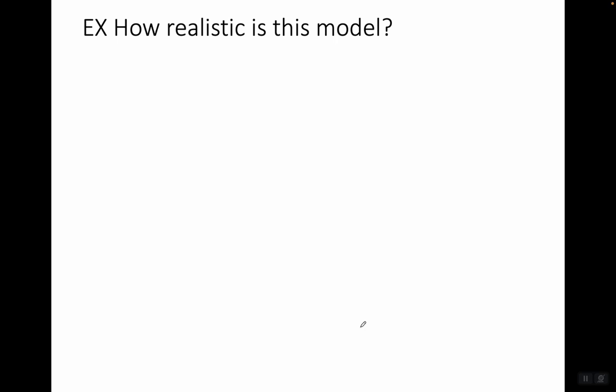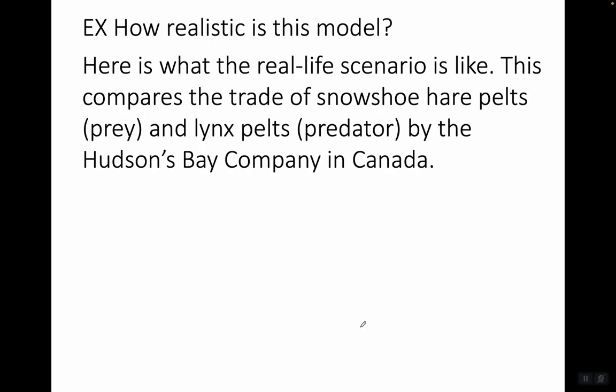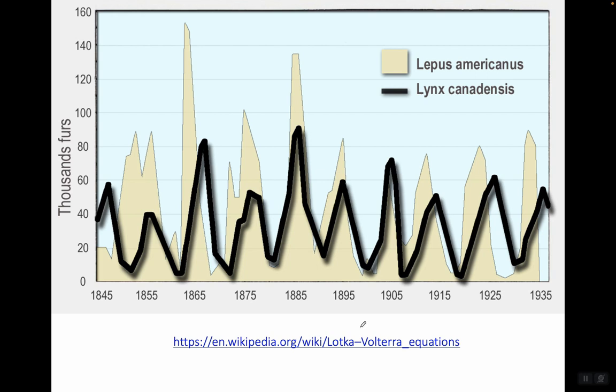How realistic is this model involving foxes and hares? Turns out it's pretty realistic. So here's what the real life scenario is like. This is not foxes and hares, but this is the trade of snowshoe hare pelts, that's the prey, and lynx pelts, that's the predator, by the Hudson's Bay Company in Canada in the 1800s and 1900s. So again, we can't really count the number of lynx and the number of rabbits, but what we can count is the number of pelts that are collected.